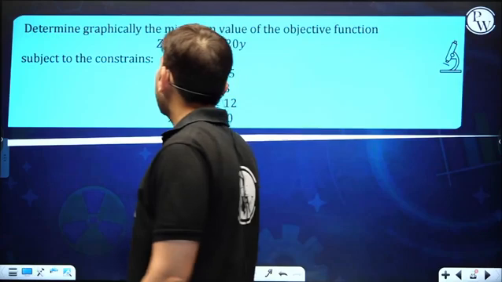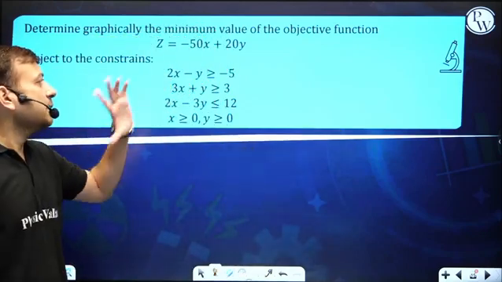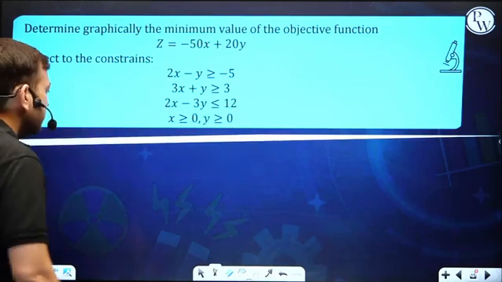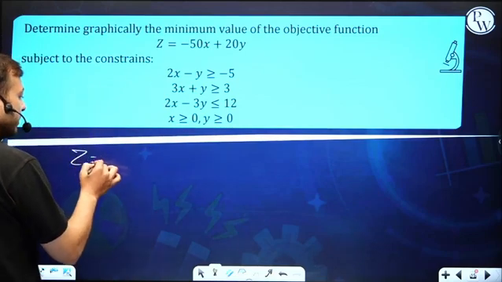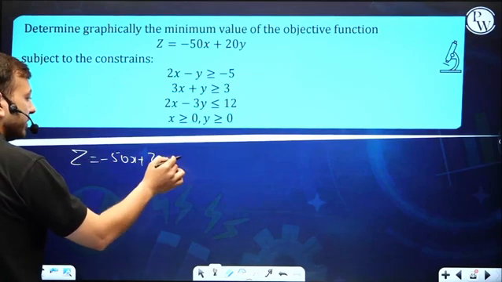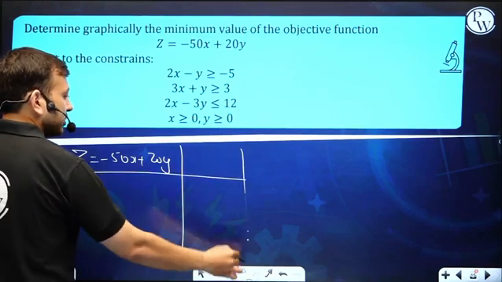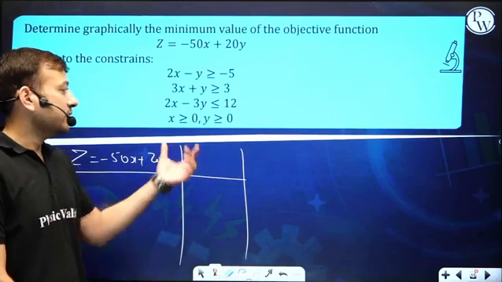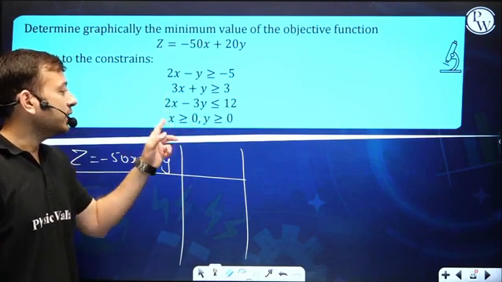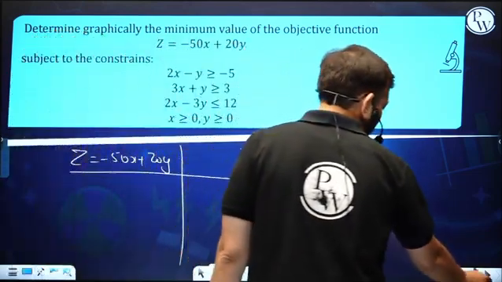Now, sir, determine graphically the minimum value of the objective function. They're asking for the minimum value of minus 50x plus 20y, subject to these constraints. Now, first of all, I need to find out the points. 3 lines are there this time. So let's find out the points.